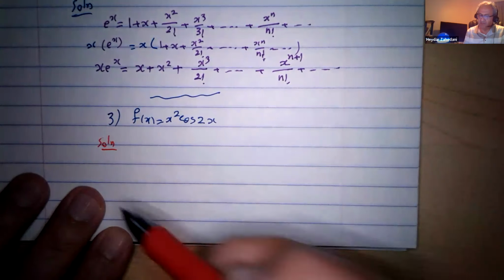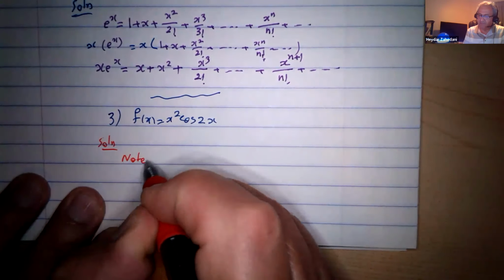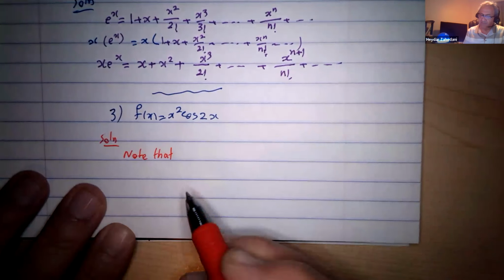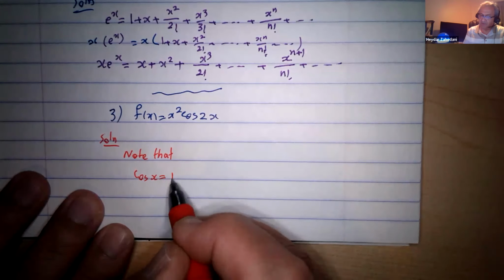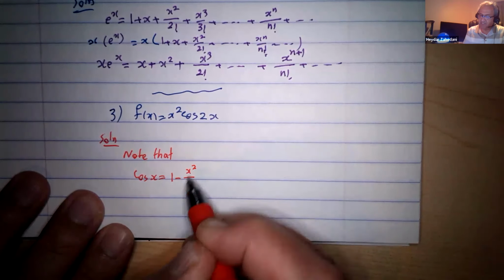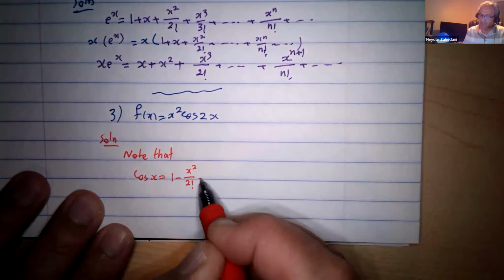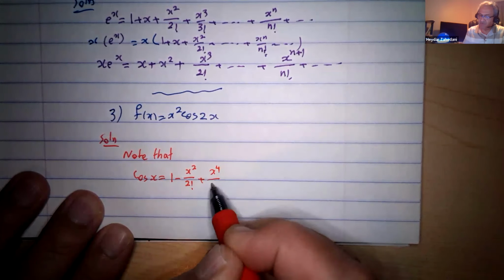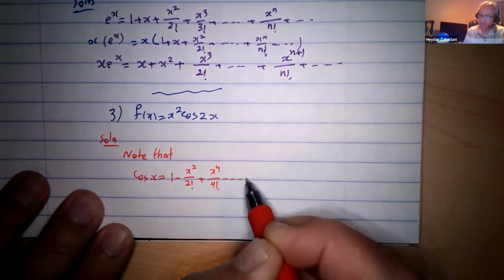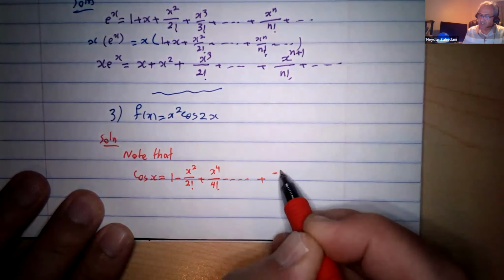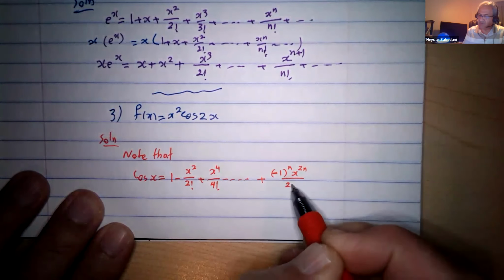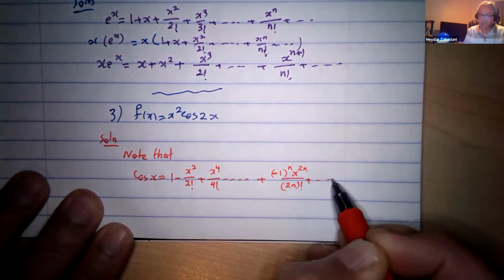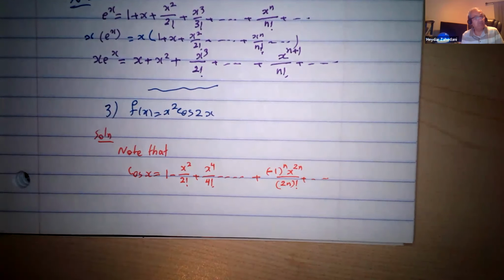So you have to know the cosine. You note that the cosine of x is equal to, the cosine has even powers, 1 minus x squared over 2 factorial plus x to the 4th over 4 factorial. And the general term, you must know the general term, negative 1 to the n, x to the 2n over 2n factorial. That's the power series or Maclaurin series of the cosine of x.